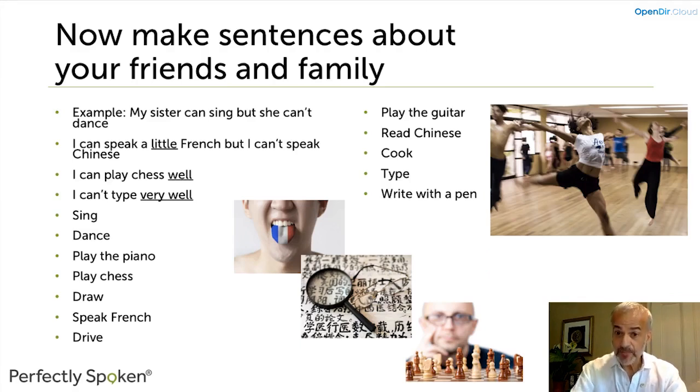So this time, can you make some sentences about your family and friends? Example, my sister can sing, but she can't dance. I can speak a little French, but I can't speak Chinese. I can play chess well. I can't type very well.